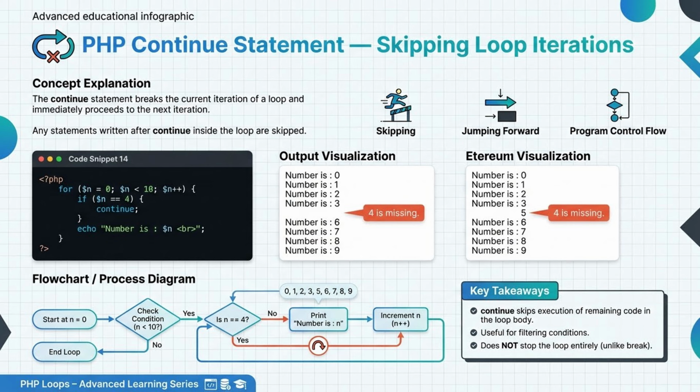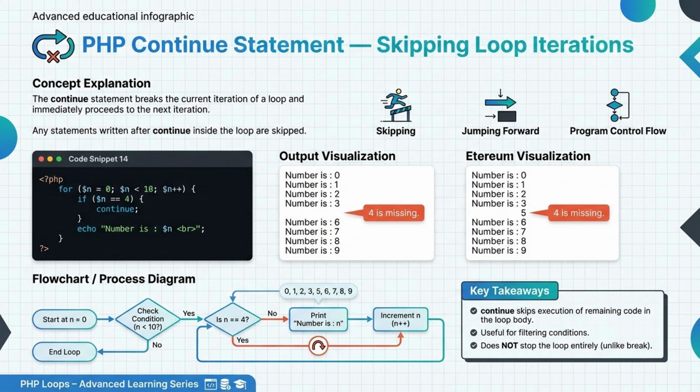less than 10. Inside the loop, an if condition checks whether n is equal to 4. The moment n becomes 4, the continue statement triggers. As a result, PHP jumps over the echo statement for that iteration, and "number is 4" is never printed. The output visualization clearly shows this.